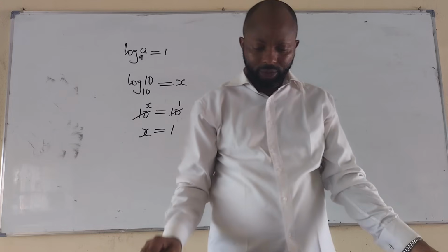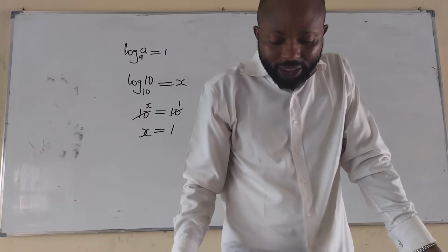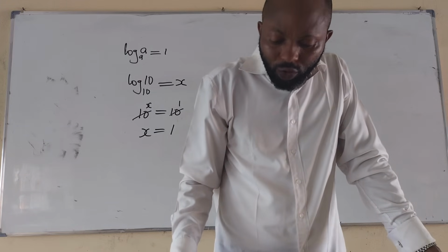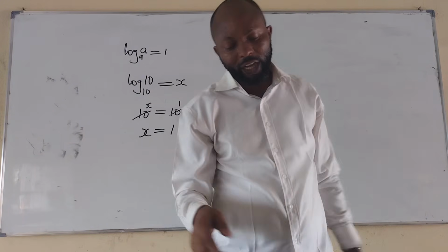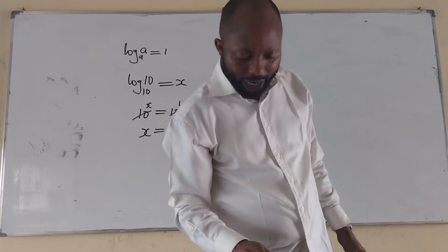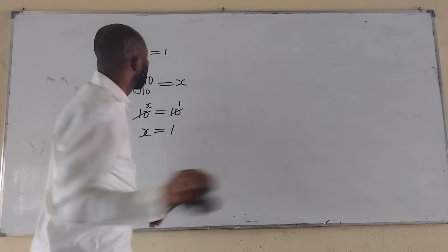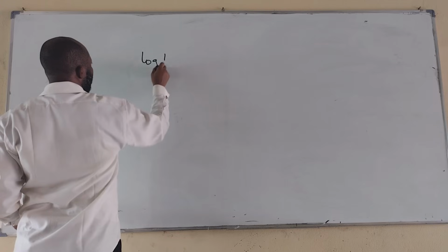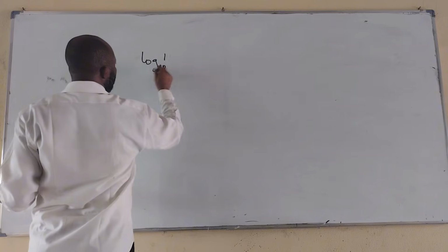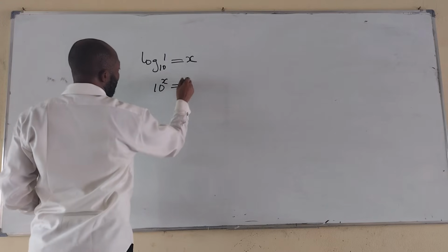Let's take another one. The logarithm of 1 to any base is equal to 0. So let's take, for example, log 1 in base 10. Let's say it is equal to x if we want to evaluate. So this is 10 raised to the power x is equal to 1.